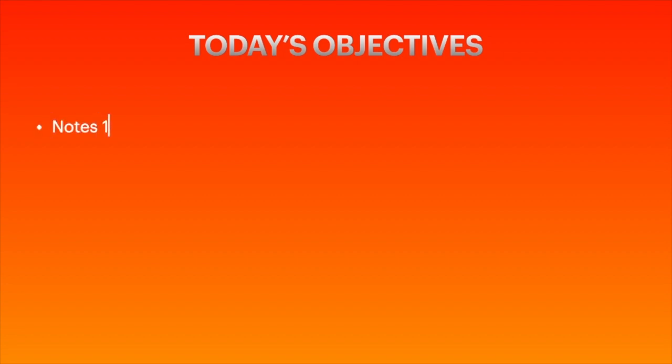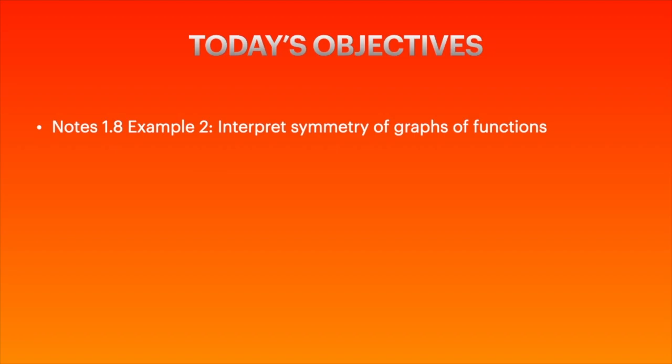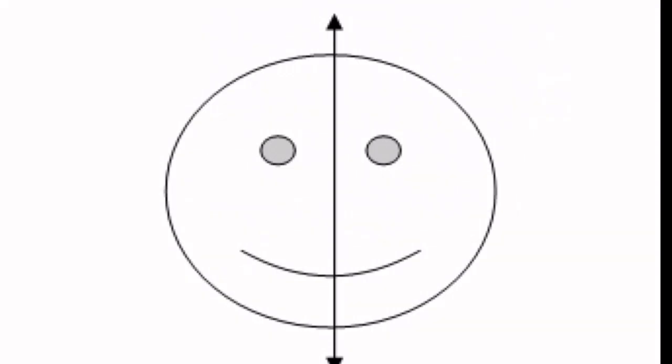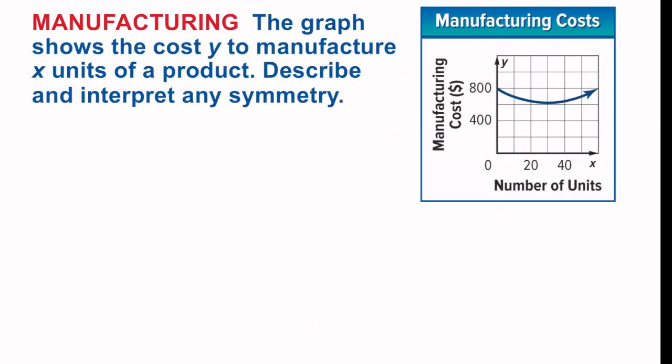So the objective for today is to interpret the symmetry of the graphs of functions. A lot of you are familiar with symmetry. Symmetry is when you have an image or an object and you decide to cut it in half, and when you do that you end up having two similar parts. So if I were to fold this smiley face in the middle where you see that line, those two halves would meet at exactly the same points. So that's why that line is called the line of symmetry, and that's basically symmetry.